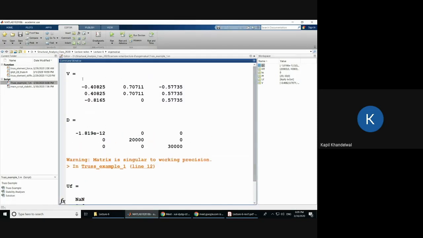So you can see that V constitutes my 3 eigenvectors: 1, 2, 3. So there are 3 columns. These are 3 eigenvectors. The D is the diagonal matrix. So you can see that off diagonal entries are 0.